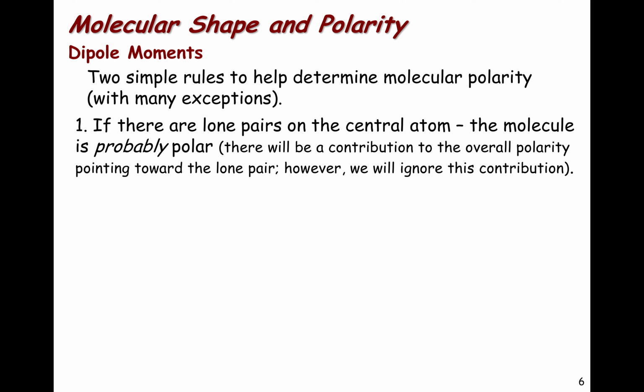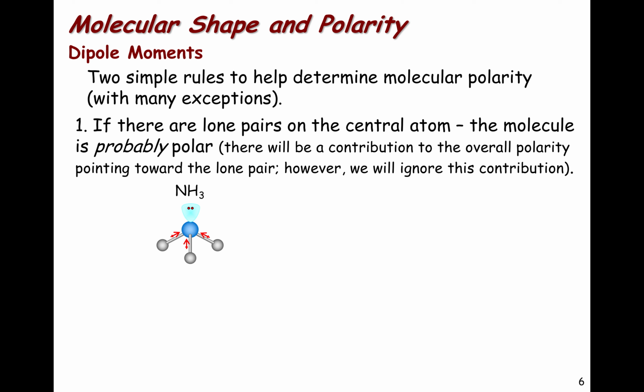One of the criteria will be whether or not the bonding electron regions are polar covalent bonds or not. But usually if you have a lone pair on that central atom, it's probably going to be a polar molecule. So, as an example of this, here is ammonia, which adopts a trigonal pyramidal type structure.